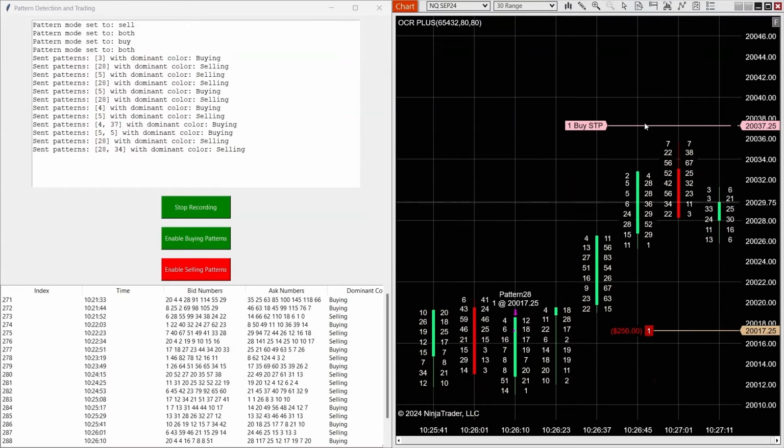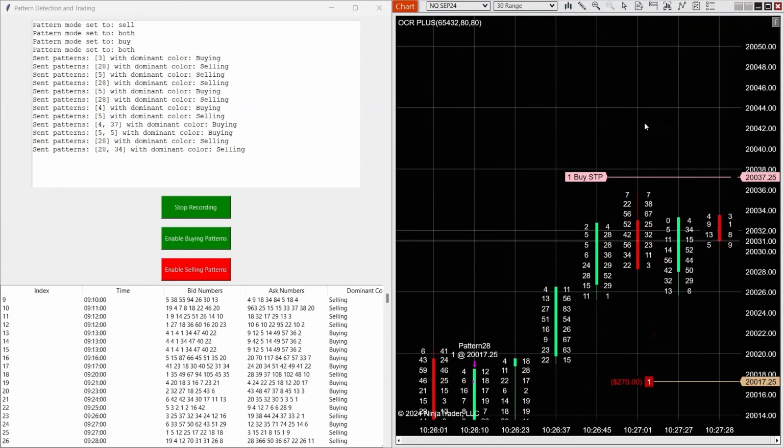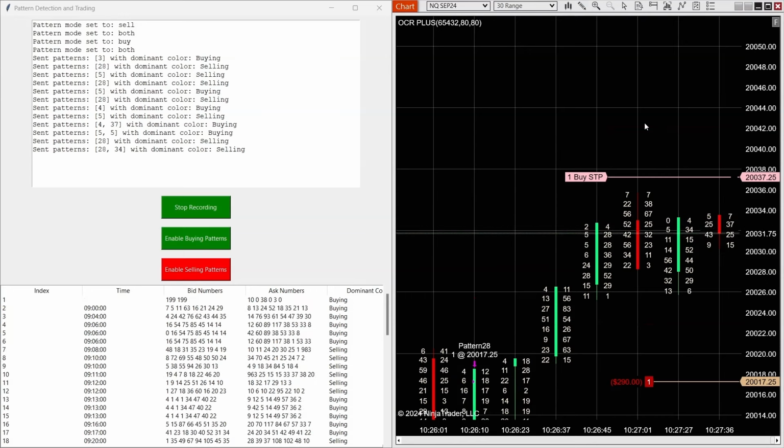These consist of mixed trends like buying, selling, buying with significant delta imbalances throughout, which signal potential trend reversals or continuations, providing critical entry and exit points for trades.